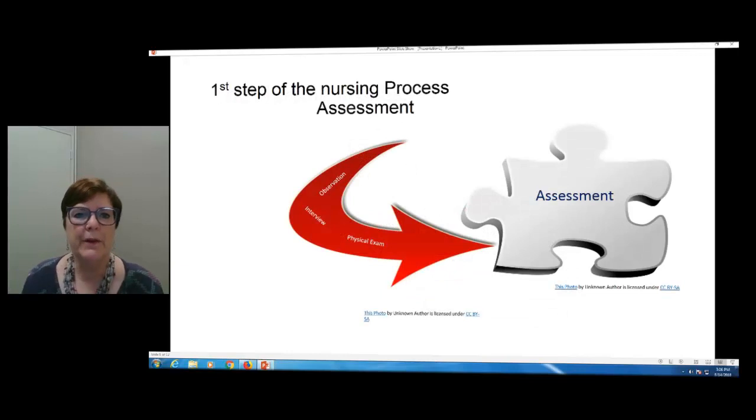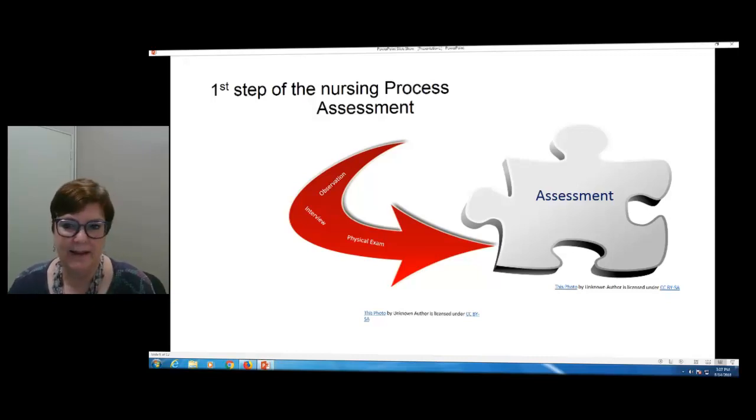So the first step of the nursing process is assessment. And assessment is going to drive all the rest of the nursing process. It is an essential first step. And with assessment, we are going to observe and we are going to collect data. We're going to organize that data and then we're going to validate that data.